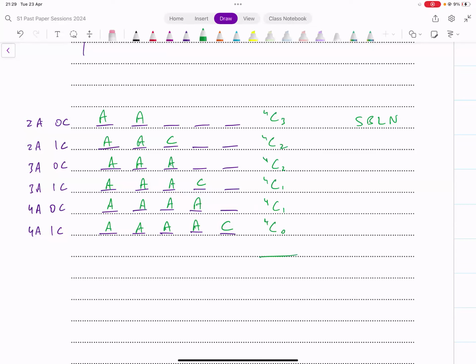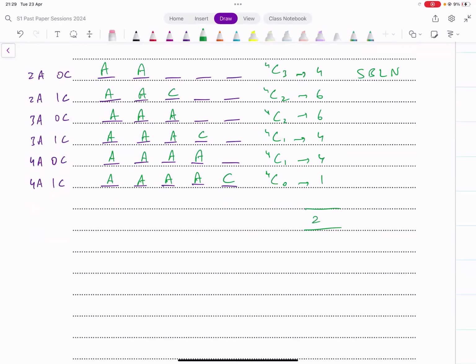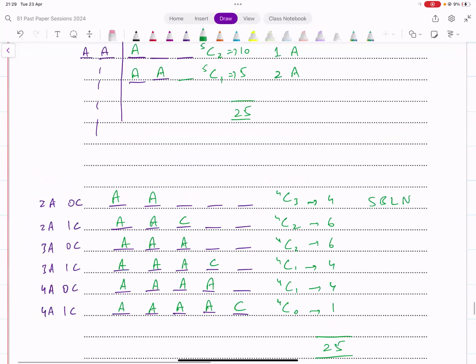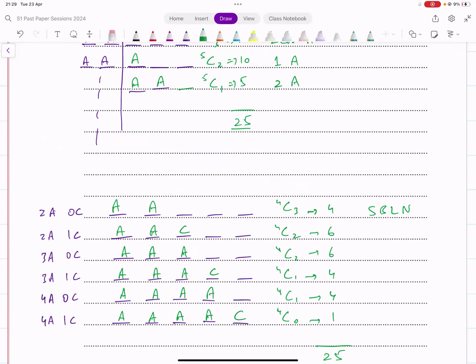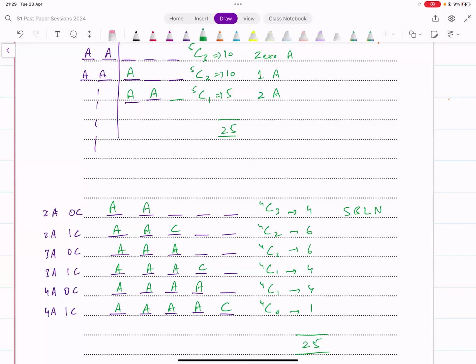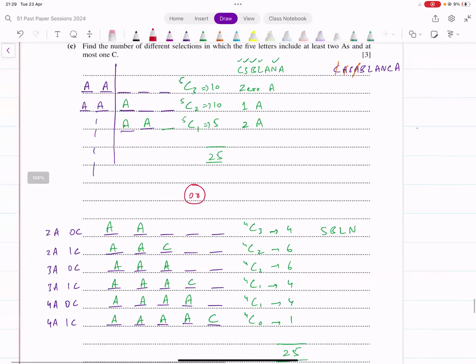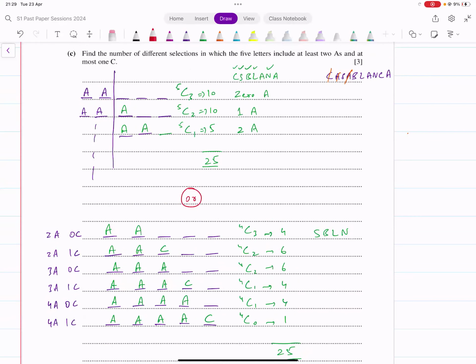Just add all of them up. 4C3 is 4, 4C2 is 6, 4C2 is again 6, 4C1 is 4, 4C1 is 4, 4C0 is 1. Add all of those cases, and that gives you 10, 10, 5, 25. This could be another way of thinking about this. Although we have to make more cases, I think this is probably easier to figure out. Basically, whatever letter is repeating, you make cases for that.